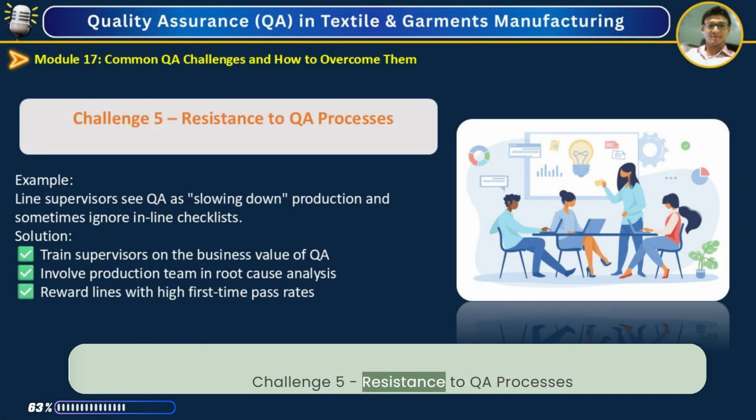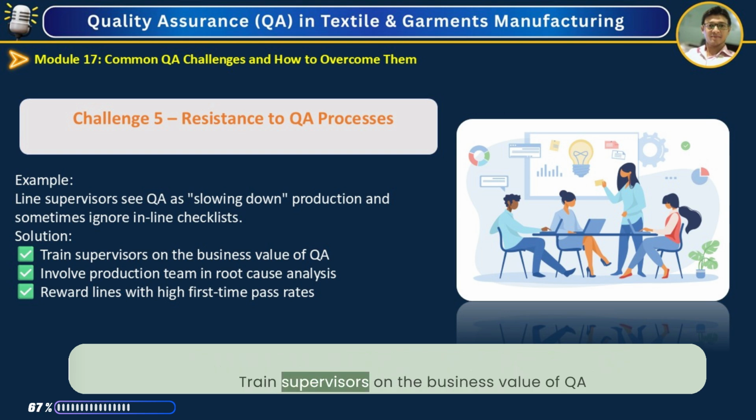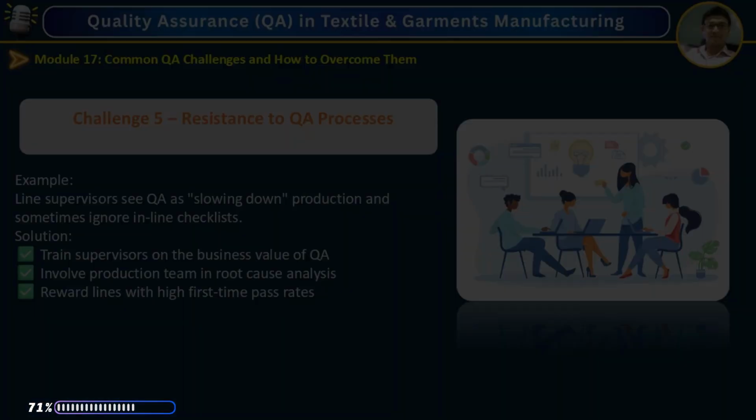Challenge 5, Resistance to QA processes. Example: line supervisors see QA as slowing down production and sometimes ignore inline checklists. Solution: train supervisors on the business value of QA. Involve production team in root cause analysis. Reward lines with high first-time pass rates.